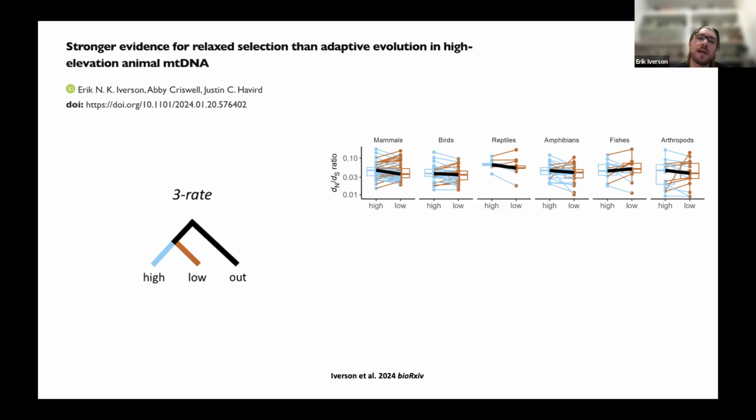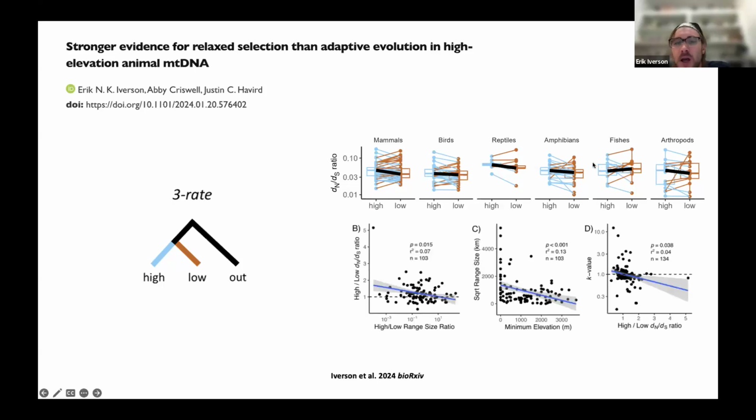But essentially what we found is that the high elevation species does indeed tend to show a higher dN/dS ratio, so more non-synonymous substitutions in the mitochondrial genome in all of these groups except for the fishes. And we see some evidence that rather than being related to absolute elevation, actually, some more interesting ecological properties that shake out are the ratio of range sizes between species. So if you have a high elevation species that has a much smaller geographic range size relative to its low elevation sister species, then it's going to show a higher dN/dS ratio relatively.